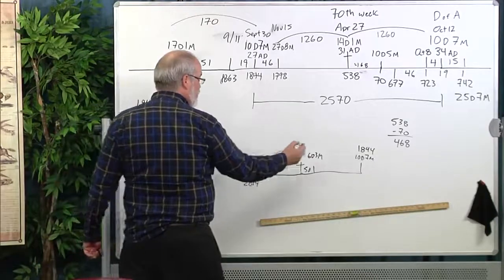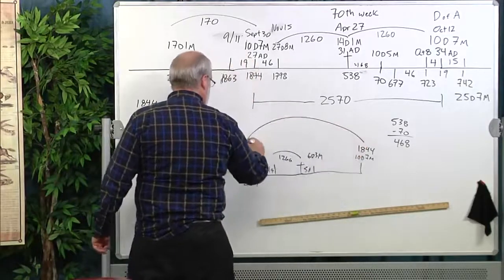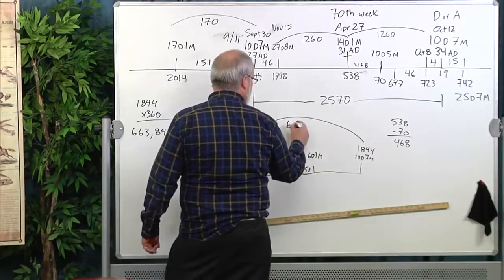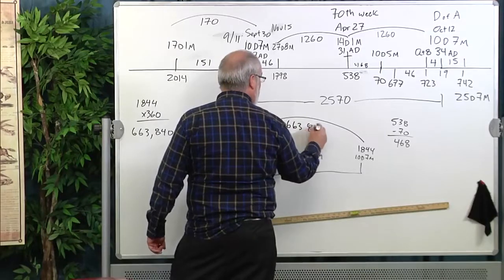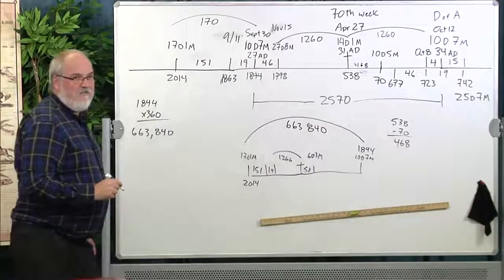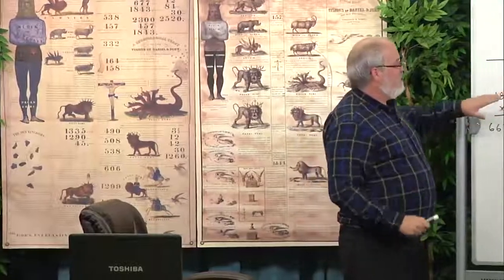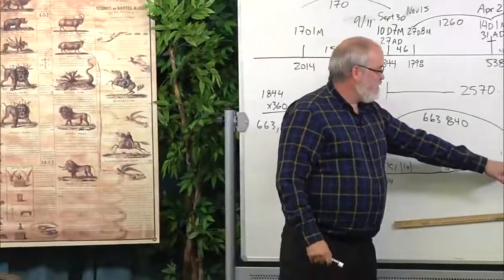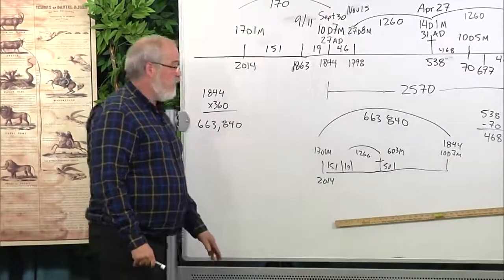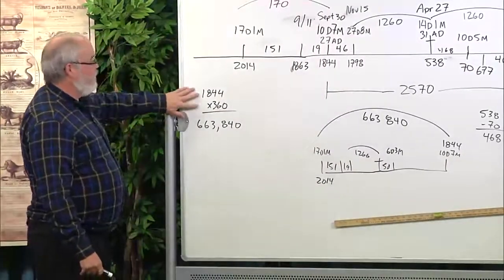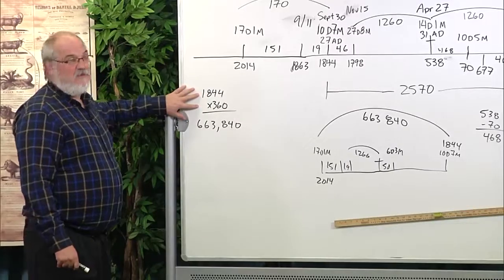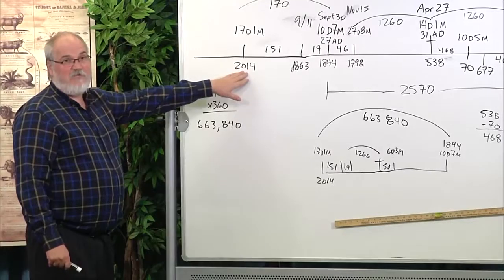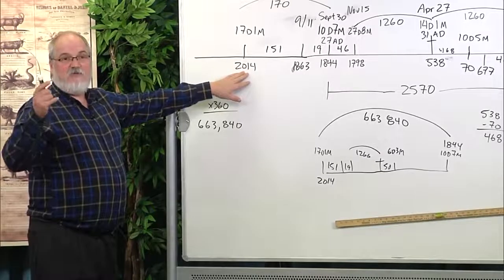And when I counted from here to here, this is the 17th day of the first month. This is 663,840 days. So that means that this 2014 is connected to the 10th day of the 7th month in 1844 by simply multiplying 1844 by 360.